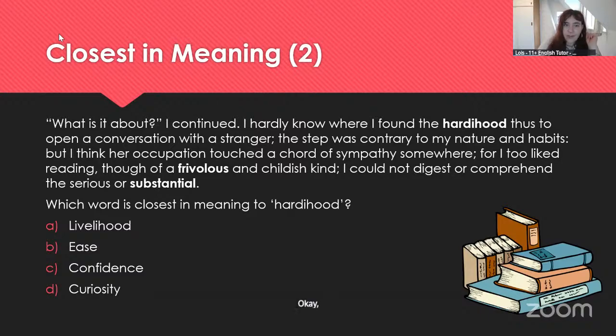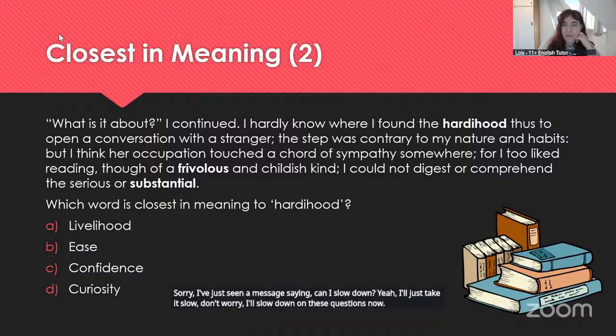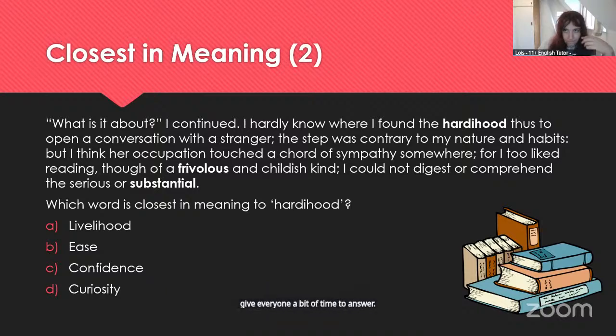Okay, I can see some correct answers. Let's just take a look here. Remember, it might help you to identify the word type. Sorry, I've just seen a message saying, can I slow down? Yeah, I'll take it slow. Don't worry, I'll slow down on these questions now and give everyone a bit of time to answer. So, which word is closest in meaning to hardihood?